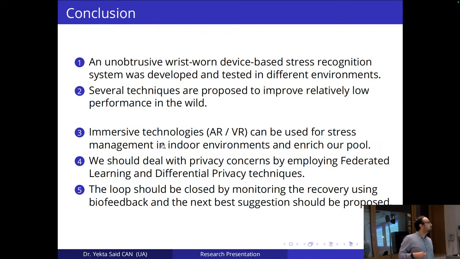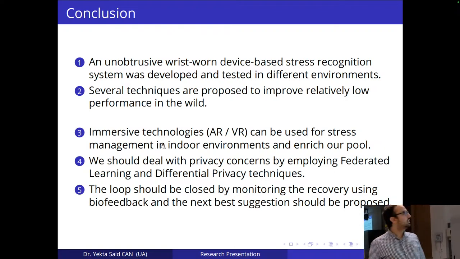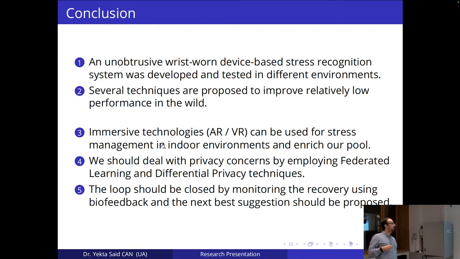To conclude, an unobtrusive, wearable-device-based stress recognition system was developed and tested in different environments: in laboratory, in real-life environments, and in daily life environments. We proposed several techniques to improve relatively low performance in the wild. And immersive technologies can be used for stress management in indoor environments and enrich our pool of intervention techniques.